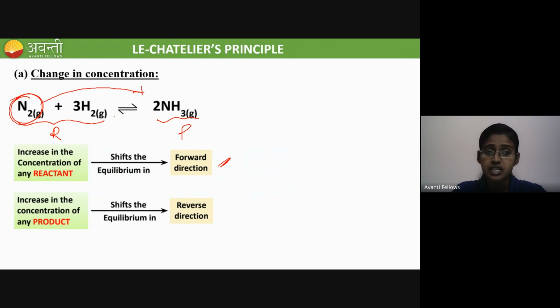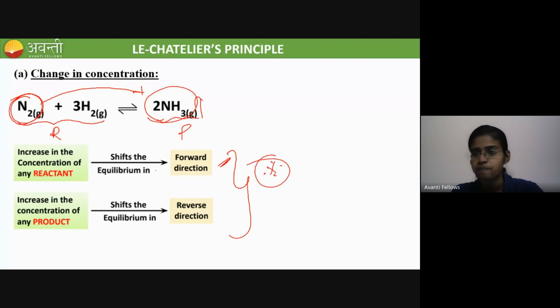If I'm increasing the concentration of this product, this NH3, what happens? It will go to the reverse direction. Then only they can nullify the increase. Got it? So these are very important points which you have to keep in mind. Clear? So this is about the concentration. Now coming to the change in pressure.